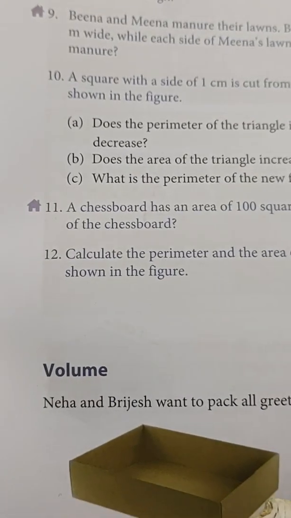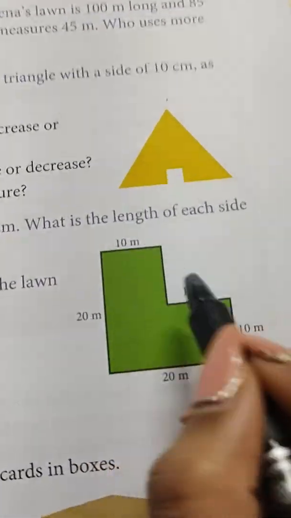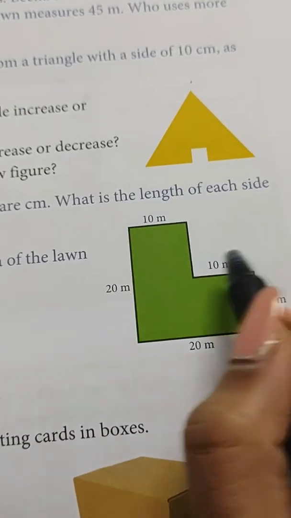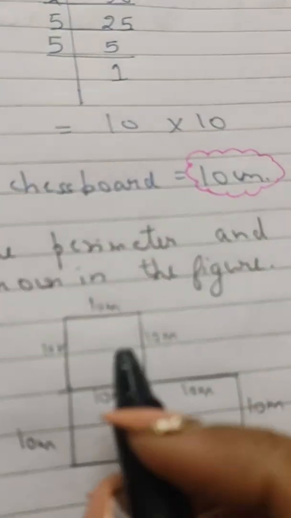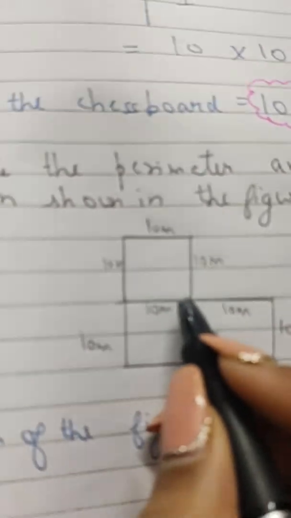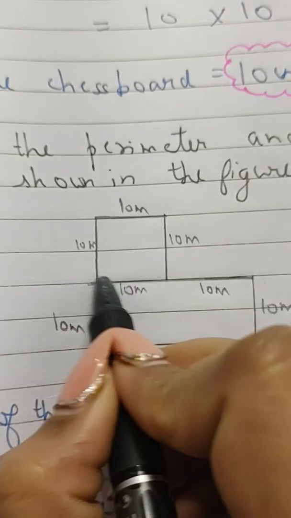Now we will come to the area of the lawn shown in the figure. As you can see here, this is not a shape. So we have to change this so that we can make a shape. So that's why I have drawn a line like this in this figure so that it will become more clear to you. So it is 10 meter. I have drawn this line in between.